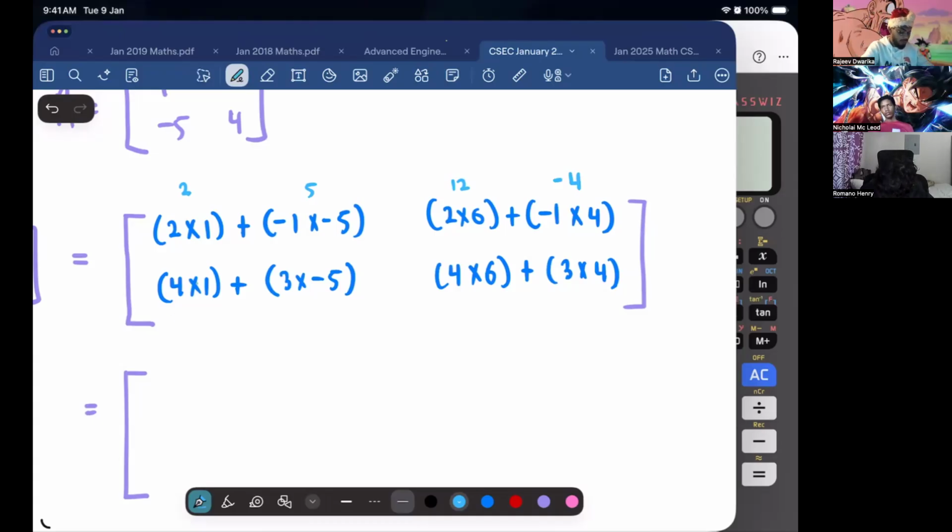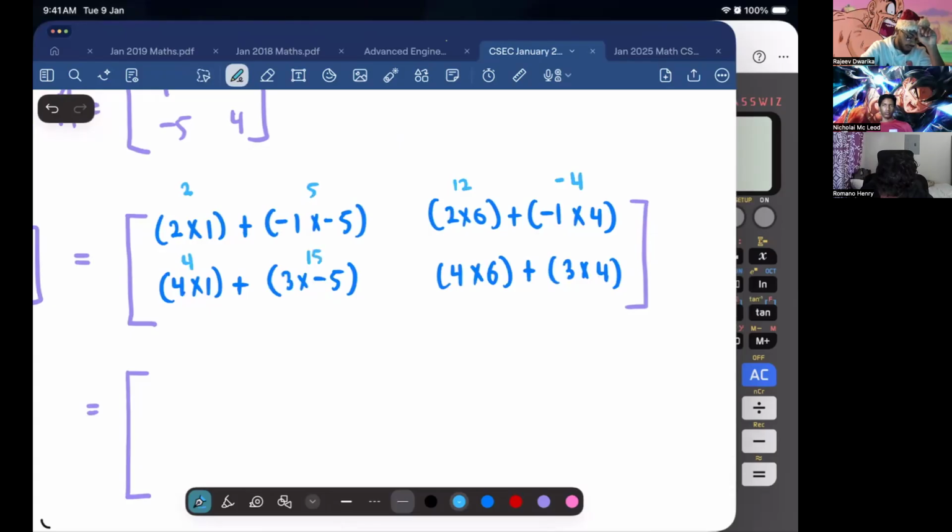Right. What's 4 by 1? 4. Right? Okay, so forget the sign. What's 3 by 5? 15. What's positive by negative? Negative. Right, so negative 15. 4 by 6 is?